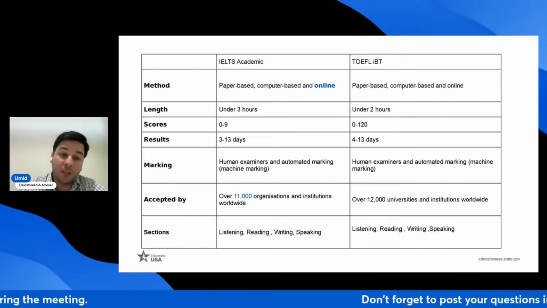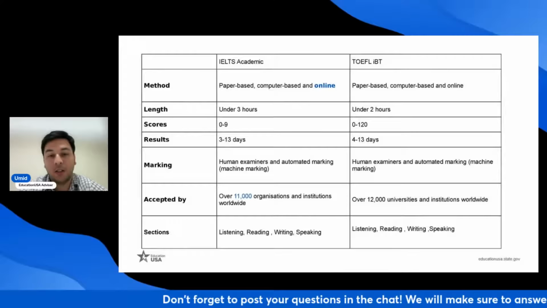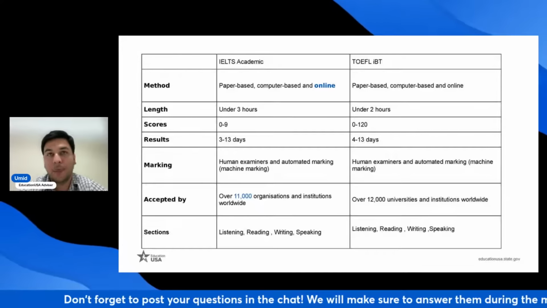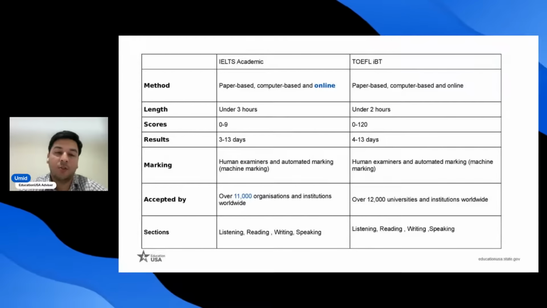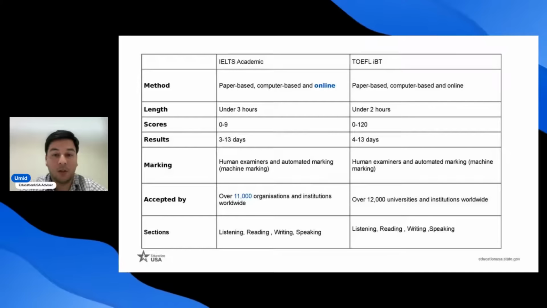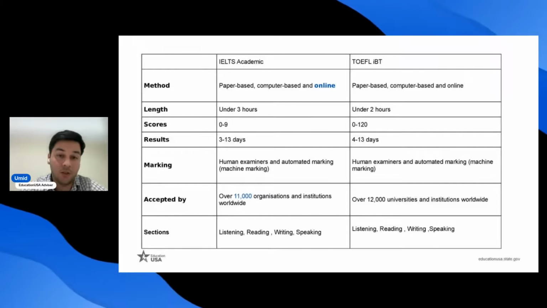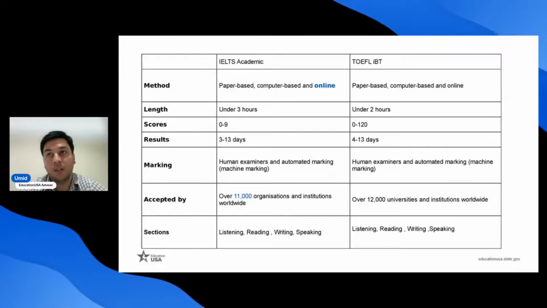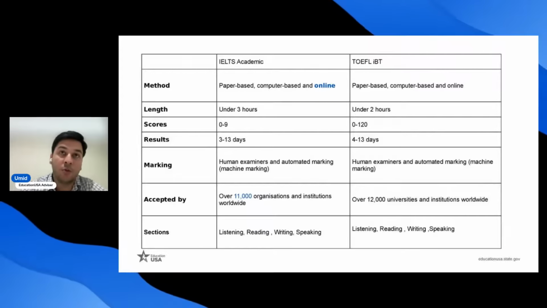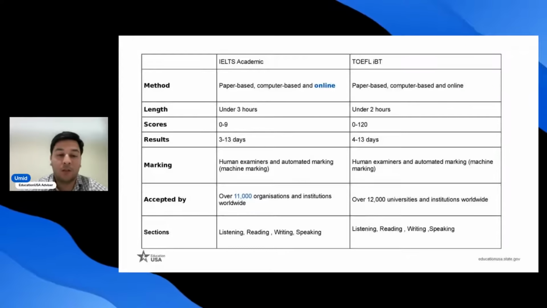The sections are quite similar. In both tests, you have listening, reading, writing, and speaking, but there are some differences in the structure of each section. In listening and reading, you have 40 questions. In IELTS listening, you have 4 sections, and you just listen and can write the answers straight away. But in TOEFL, you sometimes should get the main idea, and after listening to the text, you write the answers.